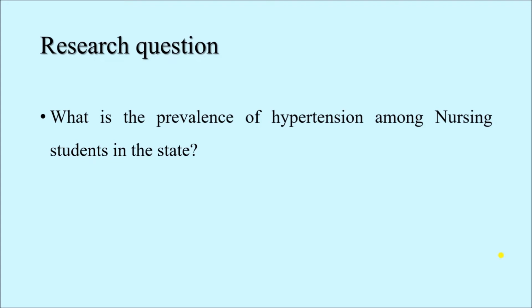So in any particular state, there are so many nursing students, and I want to know what is the prevalence of hypertension among them. So this is my population. They comprise all the nursing students in the state. Now, if I am the only researcher, what I am supposed to do is approach them individually, check their blood pressure, and from that I can know how many of them are suffering from hypertension.